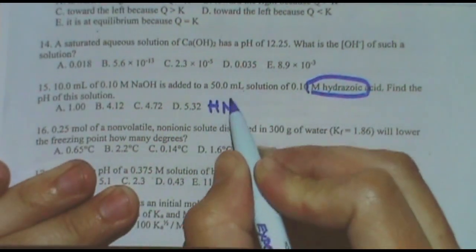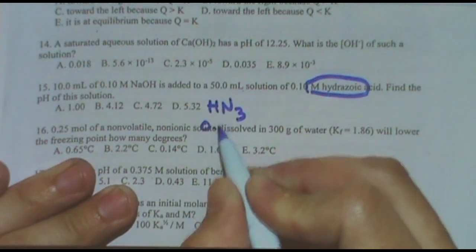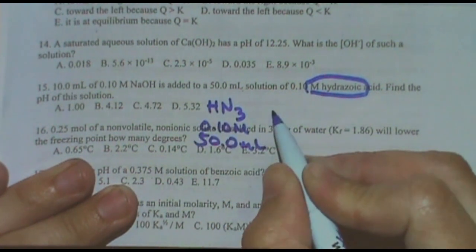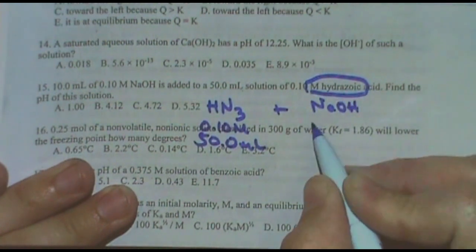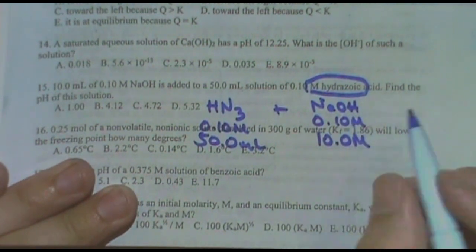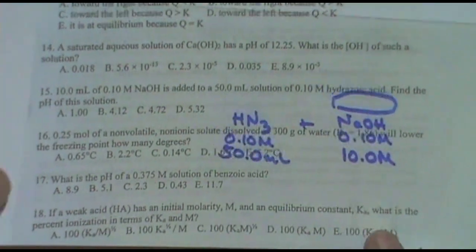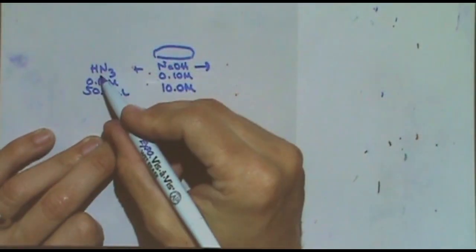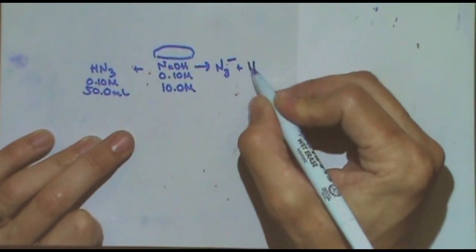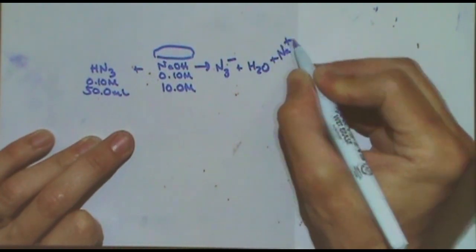Okay, so we've got HN3. This is 0.10 molar. This is 50 milliliters. And we're adding NaOH, 0.10 molar, 10 milliliters. Oh, I guess you wanted the setup? I didn't even ask you. Okay. All right, find the pH. For this one, we've got an acid and a base. Let's write the reaction, see what happens. We've got N3 minus, the acid loses a proton, the base gains a proton, and there's a random sodium. I didn't even have to write it, it's a spectator ion.